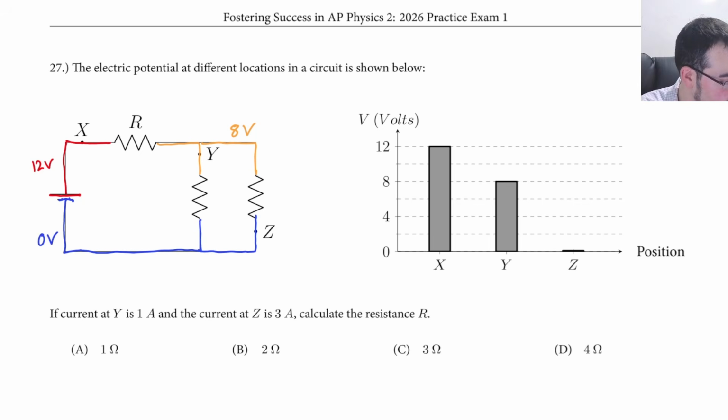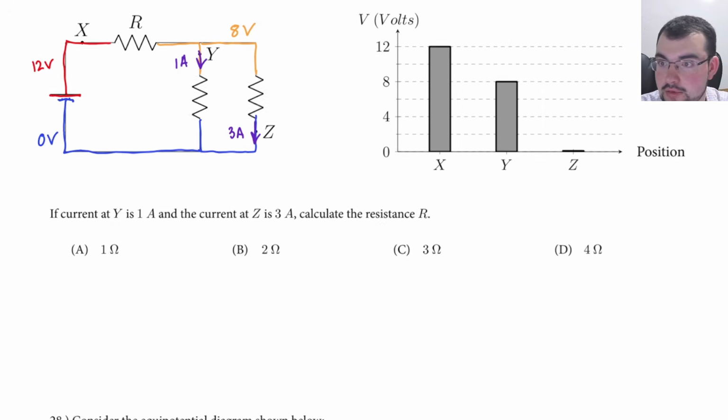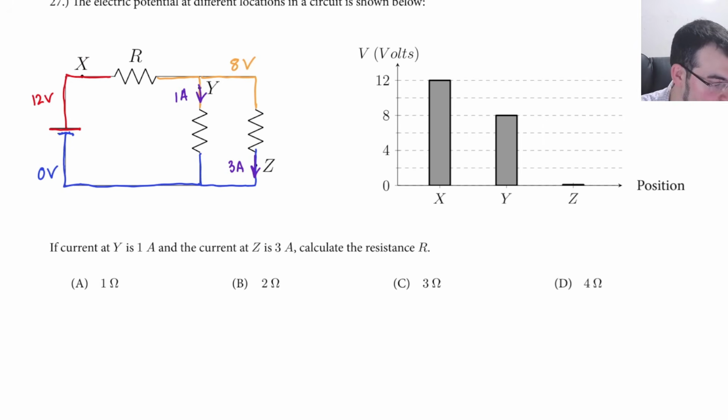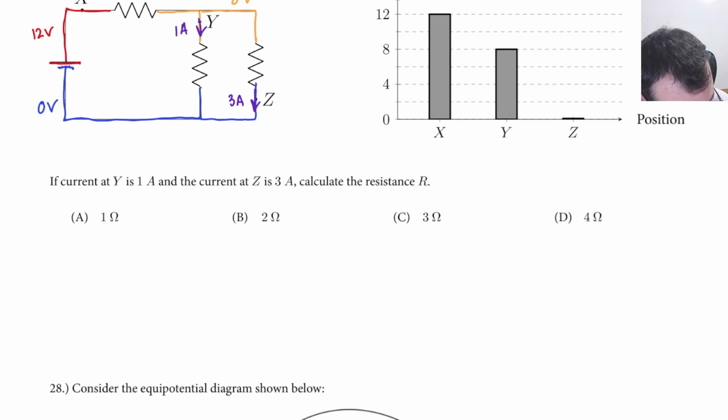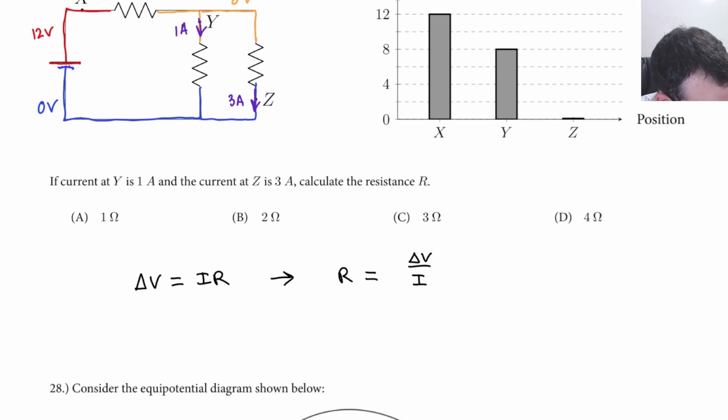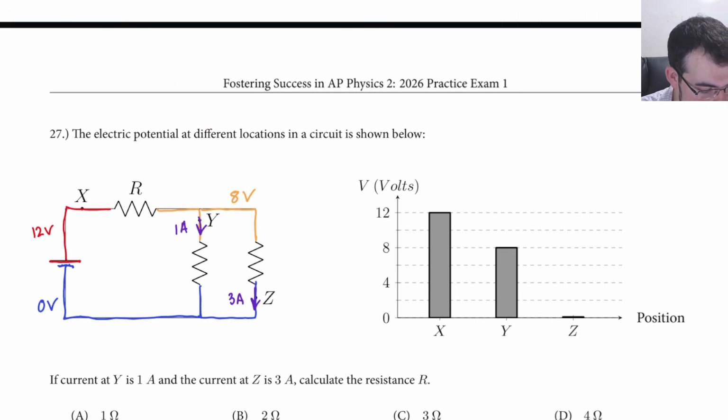Cool. We've also given some info about the currents. The current at Y is 1 amp, and the current at Z is 3 amps. And what we want to do is calculate the resistance R. Well, if we want the resistance R, we need to know the other things about the resistance. So we know Ohm's law, delta V equals IR. So R is delta V over I. So we just need to find delta V and I across this resistor.